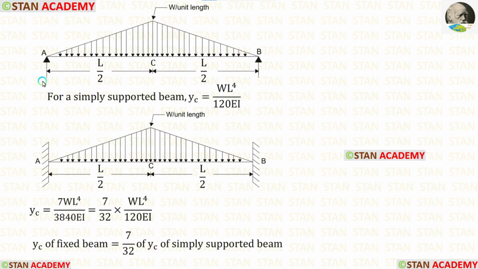Now let us compare the deflection value with a simply supported beam having the same symmetrical triangular loading. For the simply supported beam, YC is WL power 4 upon 120 EI. For the fixed beam, YC is 7 WL power 4 upon 3840 EI. So YC of fixed beam is 7 upon 32 of YC of simply supported beam.